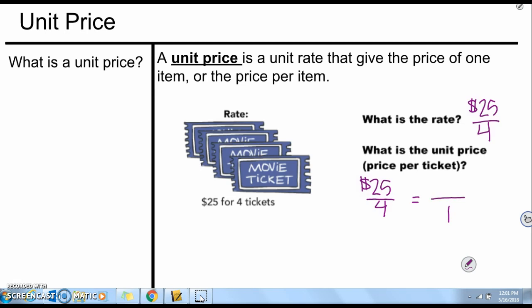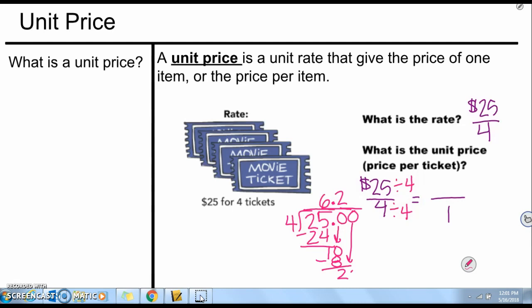In order to get 4 to become 1, we must divide by 4. So we're going to divide 25 by 4. 4 divides into 25 6 times. 6 times 4 is 24. That leaves us with 1. Since we're dealing with money, we need to add our decimal and a 0. 4 divides into 10 2 times. 2 times 4 is 8 with 2 left.